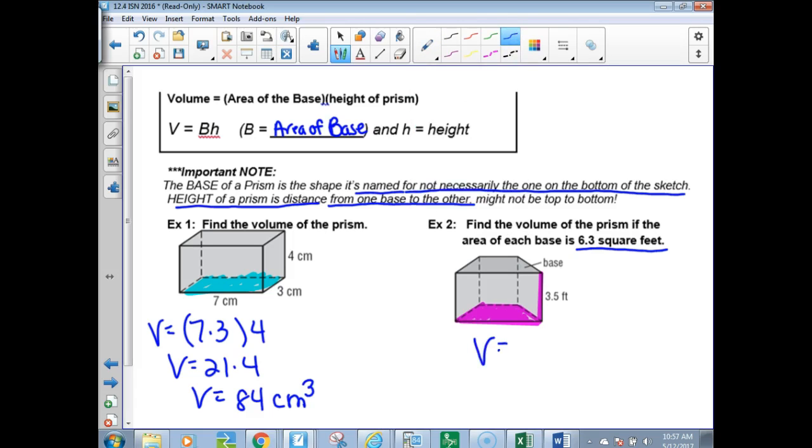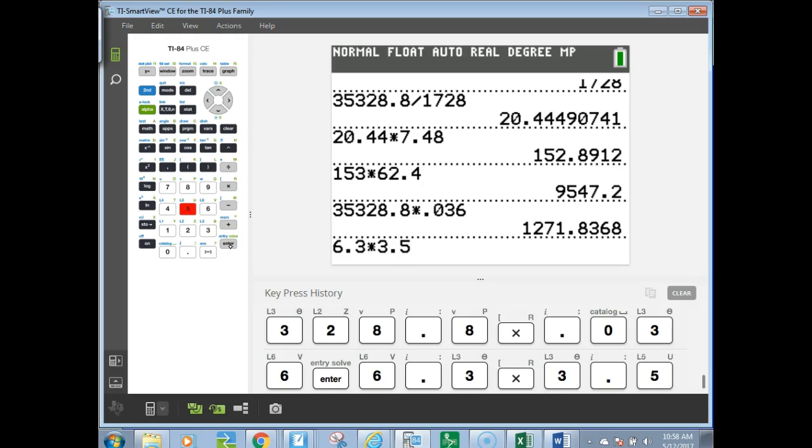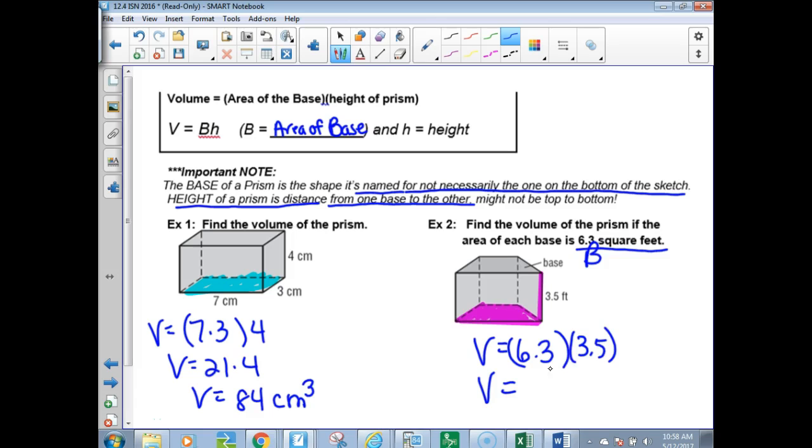So the volume for this is the area of the base, which they told us, big B, is 6.3. And then we're going to multiply that times 3.5. Okay, you already calculated that. Thank you. 6.3 times 3.5? Sometimes I've got to remember those numbers I was looking at a minute ago. Yeah, 22.05. Let's just leave it at that since it ends instead of rounding. And then we'll write 22.05 cubic feet.